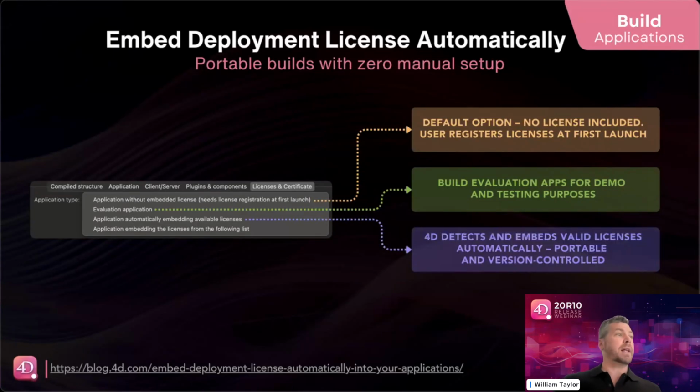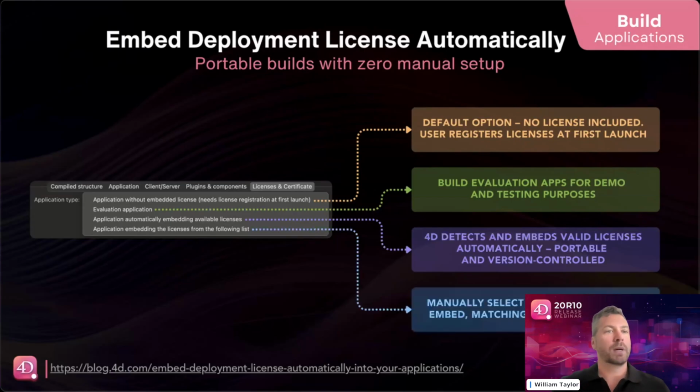Then comes automatic embedding. Here, 4D checks your machine for a valid deployment license and includes it in the app. You don't need to specify anything manually, and nothing is hard-coded into the build settings. This means the file is cleaner and easier to reuse or share across teams. Think of the Excel model, which I think someone brought up at some point.